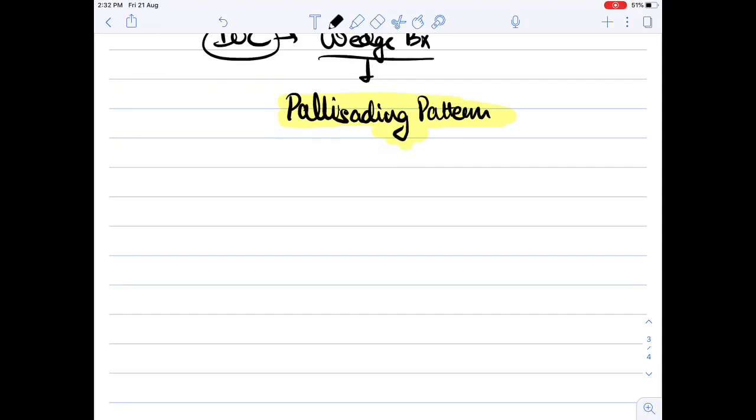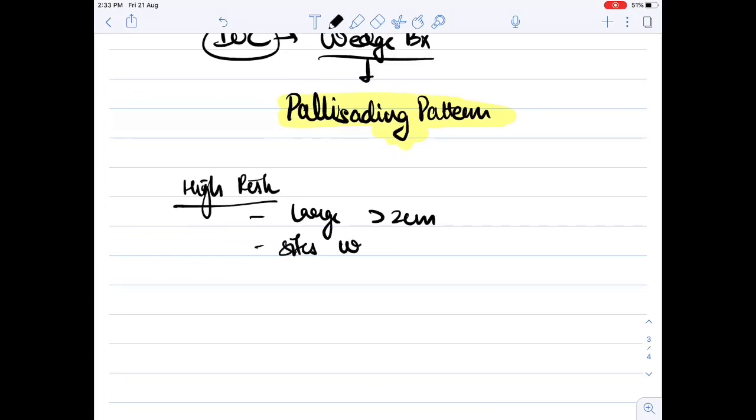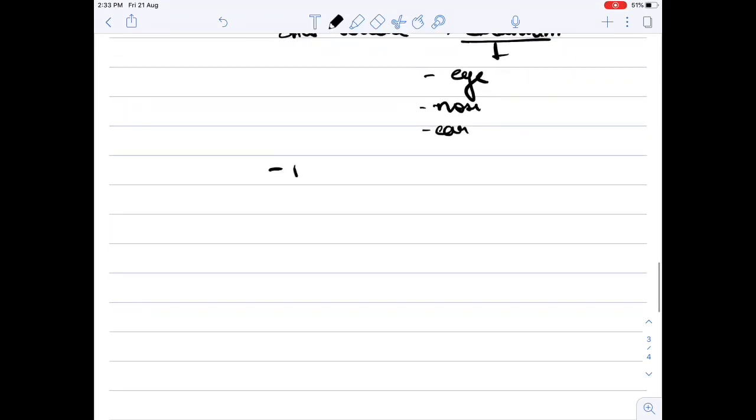Certain high risk features include large size, greater than 2 centimeter, poorly defined, and sites where it can directly invade the cranium, like the eye, the nose, and the ear. Also, recurrent ulcers, recurrent carcinoma is also a high risk feature, and if at all it shows metastasis, that is also a very high risk feature.